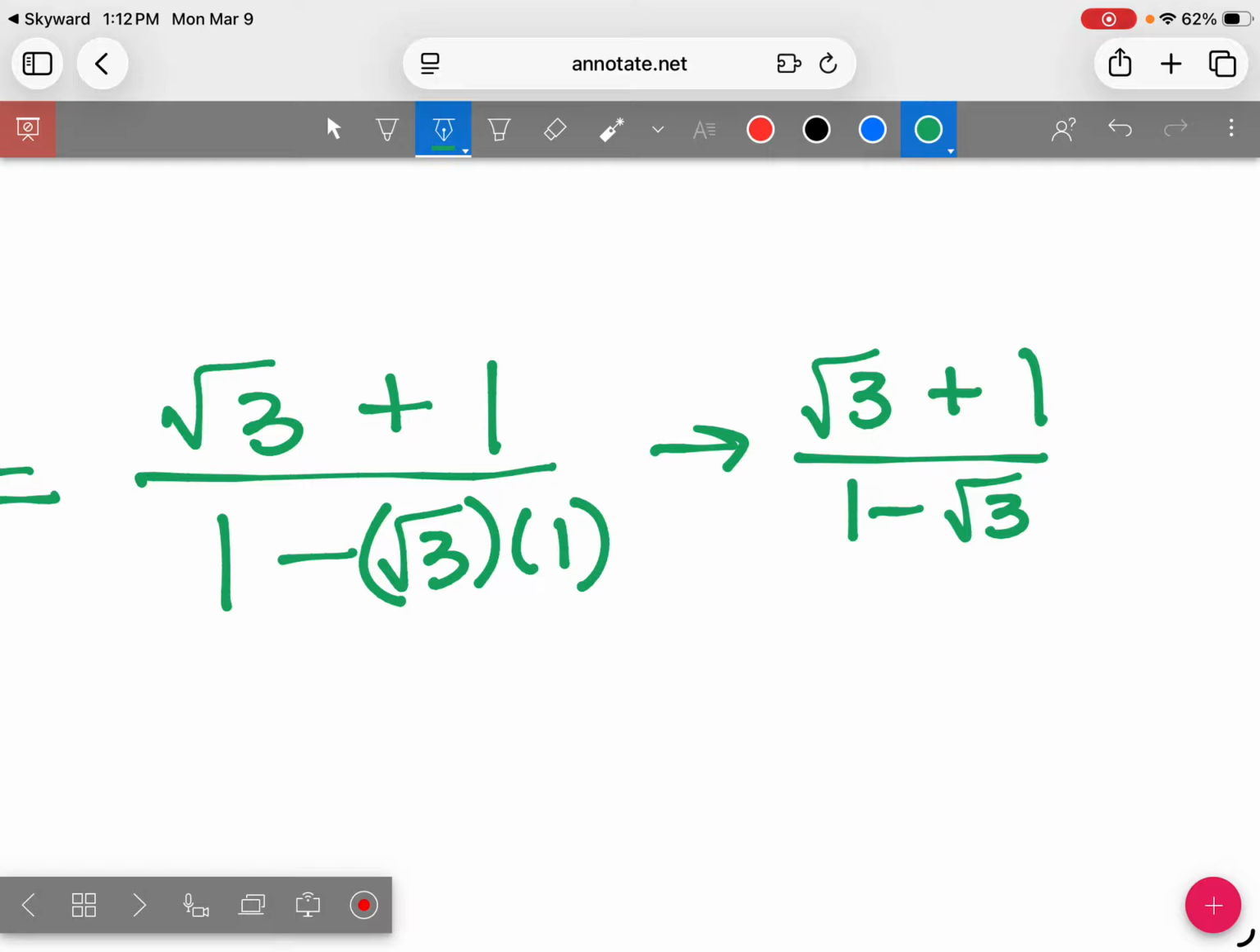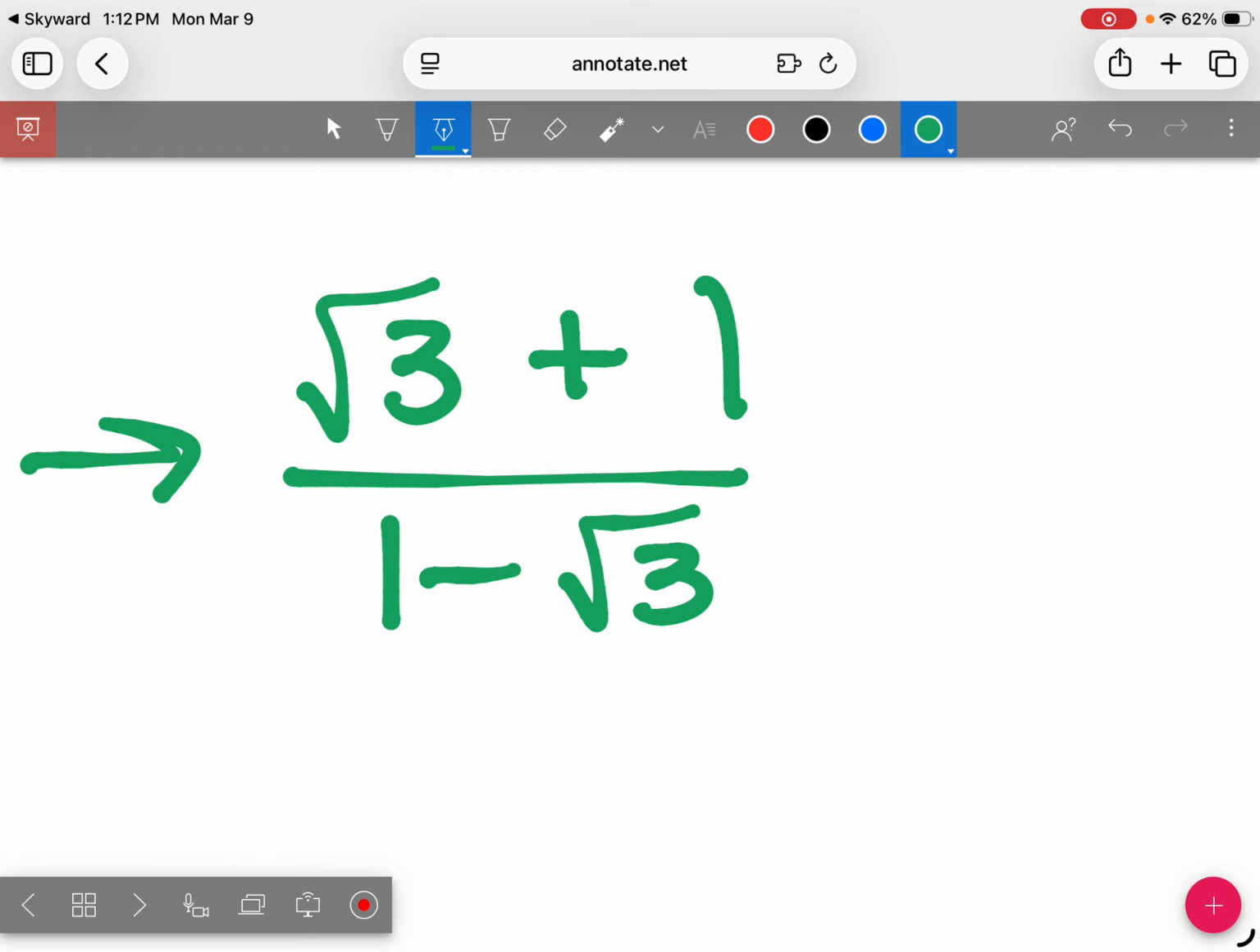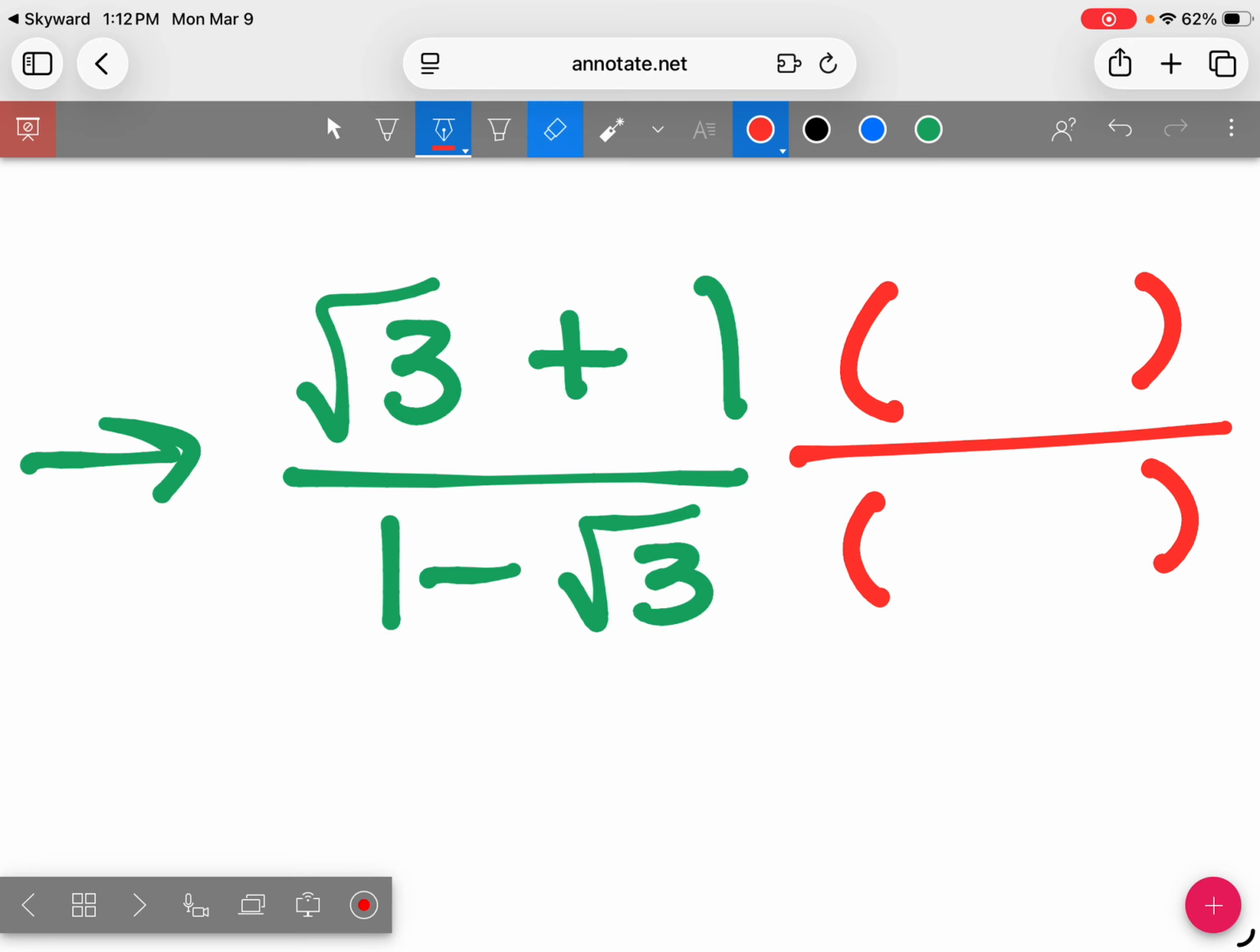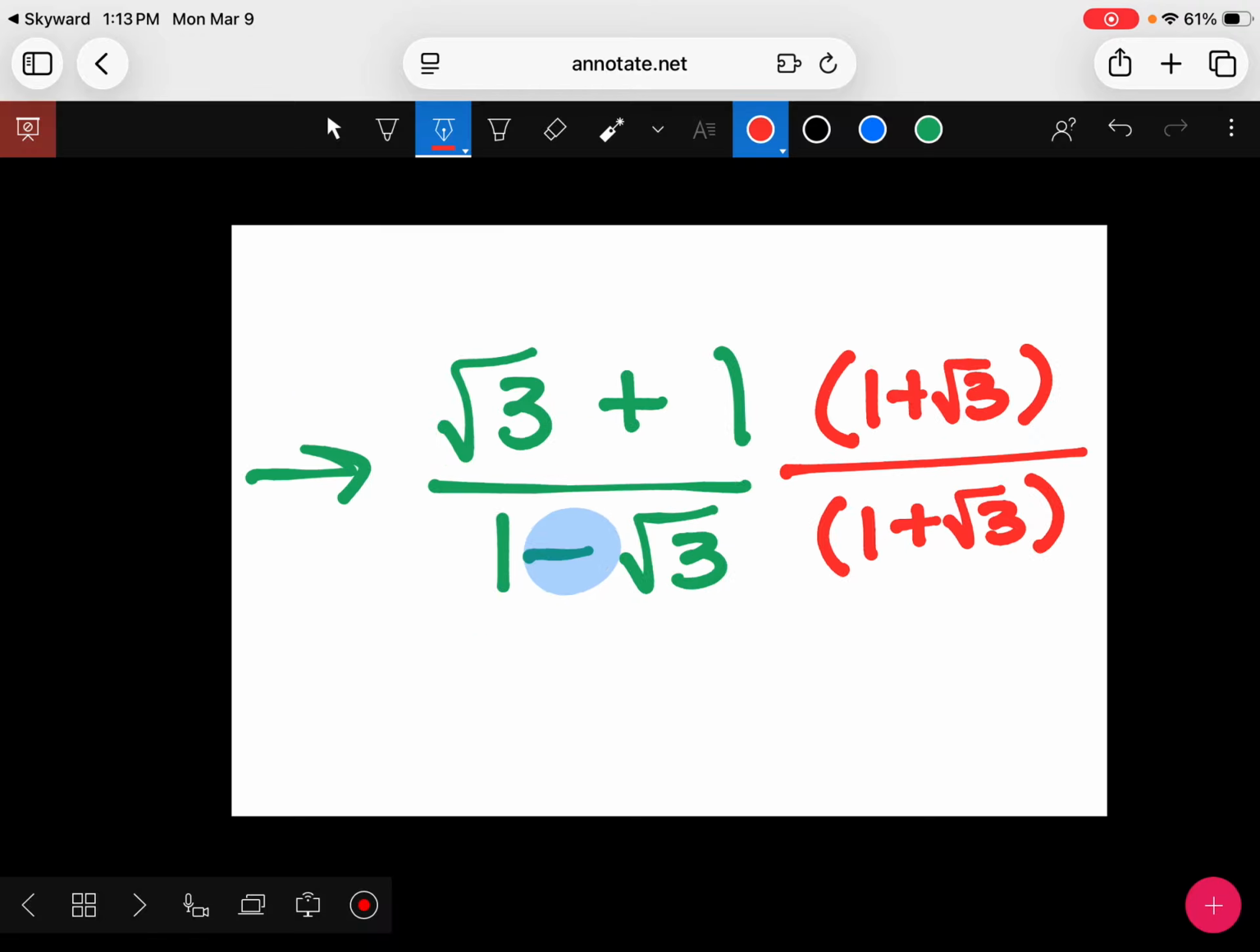So now I'm depending on you going back to algebra 2, because you cannot leave a square root in your denominator. We cannot do that. So in order to get rid of the square root, we have to multiply by the conjugate. And conjugate simply means that you flip this sign. So I'm not going to multiply by 1 minus root 3. I'm going to multiply by 1 plus root 3. Top and bottom.